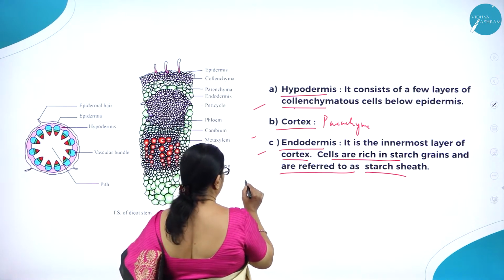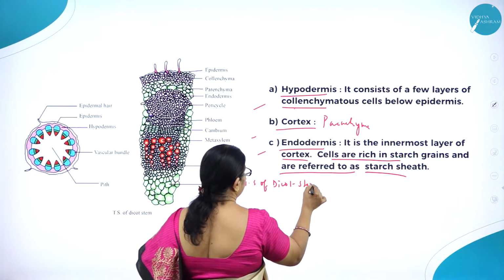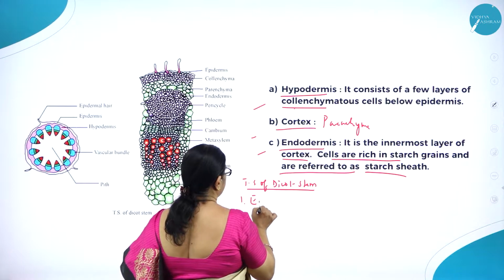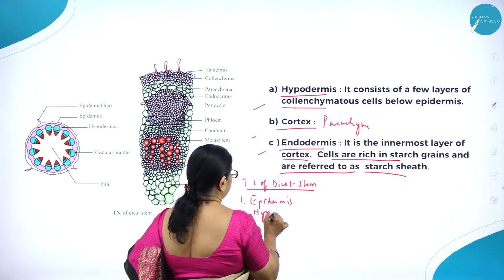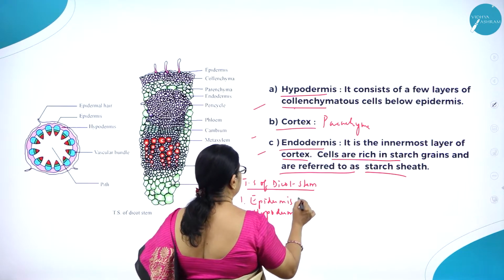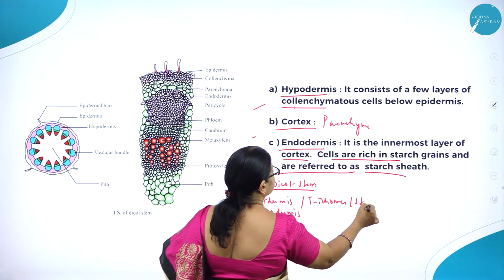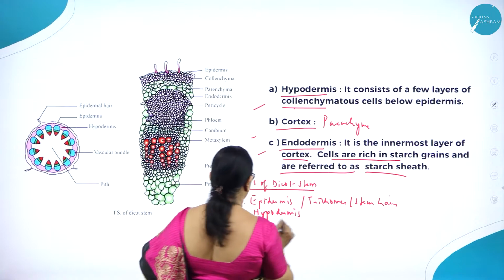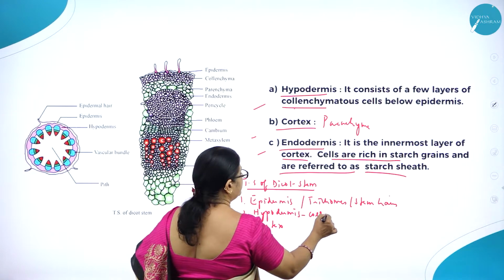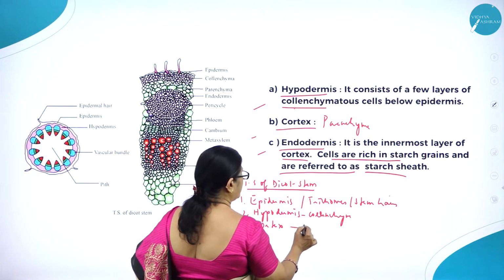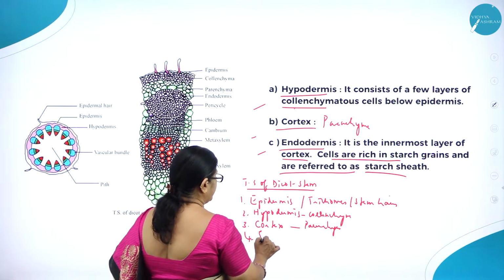Here you can see. So what is the TS of dicot stem? First one is epidermis. Second one is hypodermis. Epidermis will give rise to trichomes, or we use the word stem hairs. Next comes cortex. Hypodermis is made up of collenchyma. Cortex is made up of parenchyma.